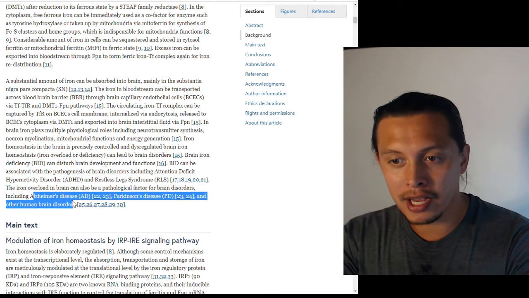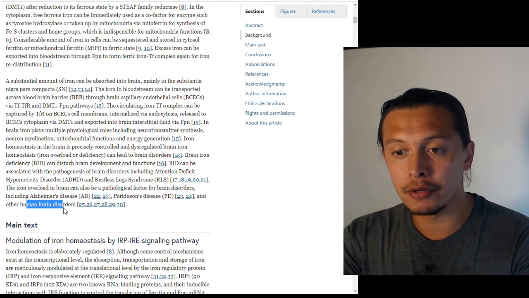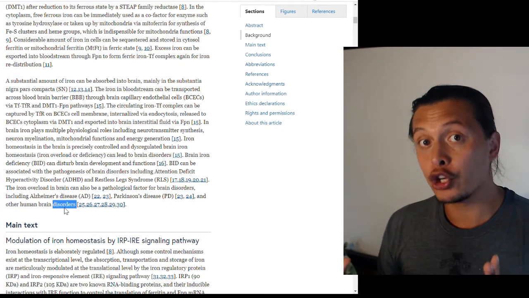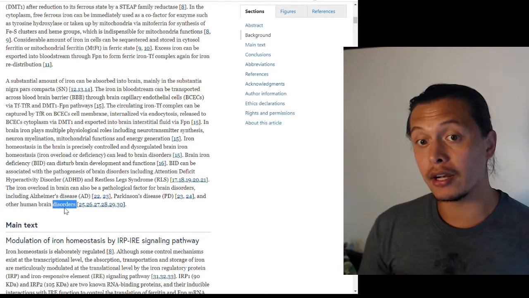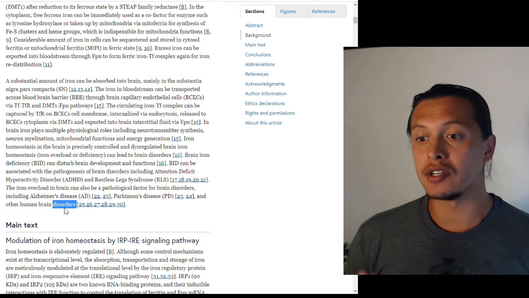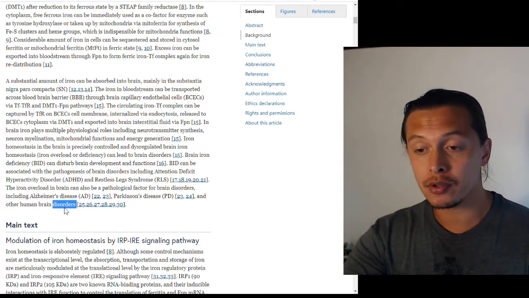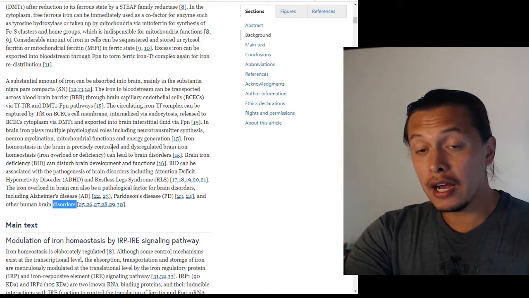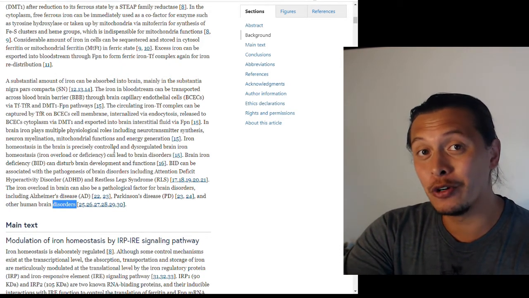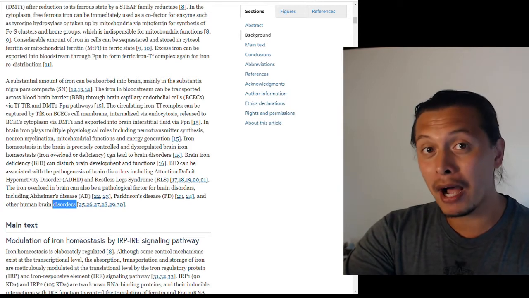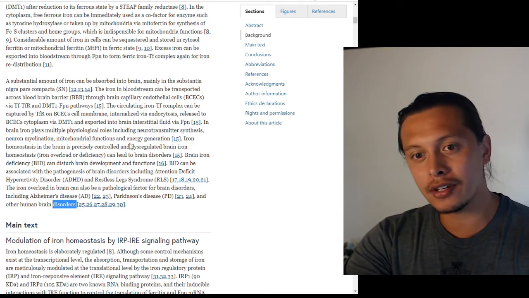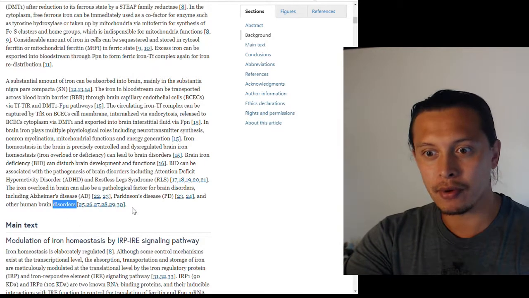Anyways, iron overload in the brain can also be a pathological factor for brain disorders, including Alzheimer's disease, Parkinson's disease, and other human brain disorders. This dysregulation of iron, and actually the accumulation of iron in the brain, is associated with these neurodegenerative disorders. And that could be so even if you are anemic: you might not have enough iron in your body, but if it gets localized into the brain, that can cause even worse effects, right?